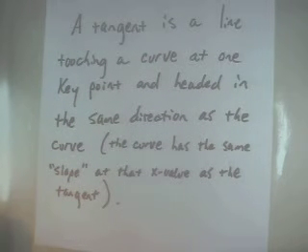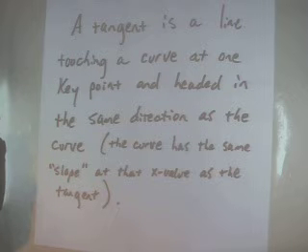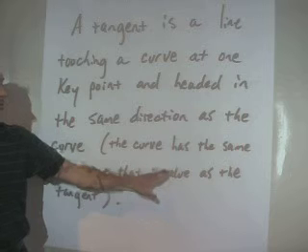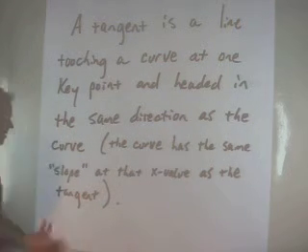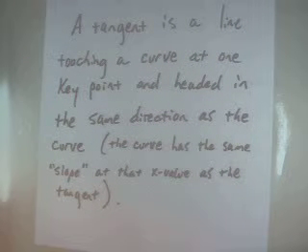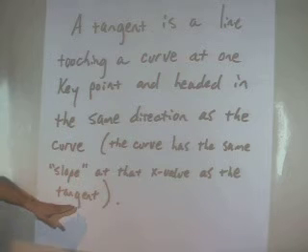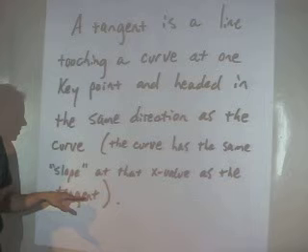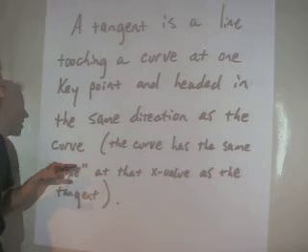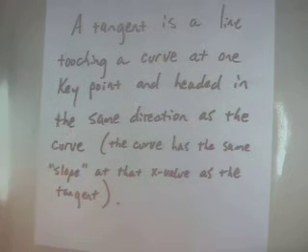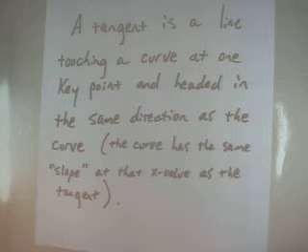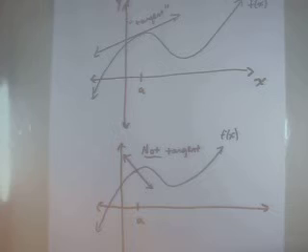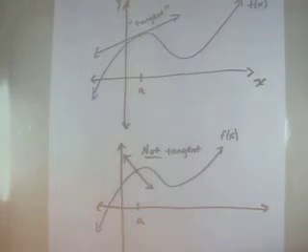We'll take that phrase to mean the curve has the same slope at that given x value as the tangent slope. So the tangent is a line, and lines have slopes, but the tangent is the line that has the same slope as the curve at that one key point. Let's illustrate what we mean by that by looking at these two lines that touch the curve at one point.